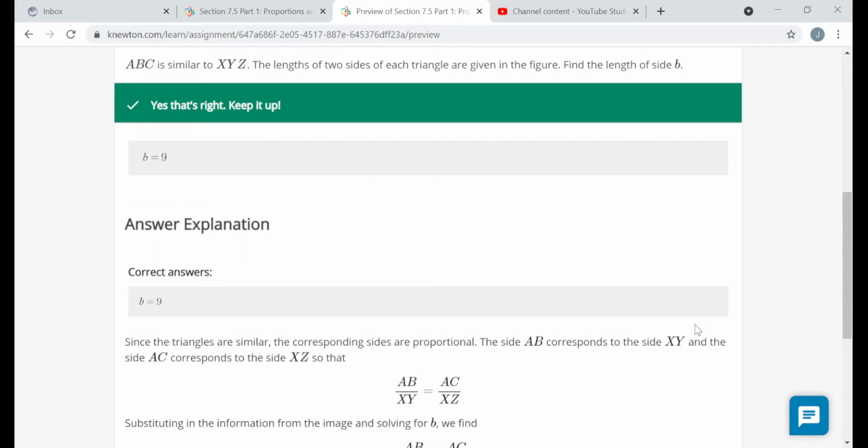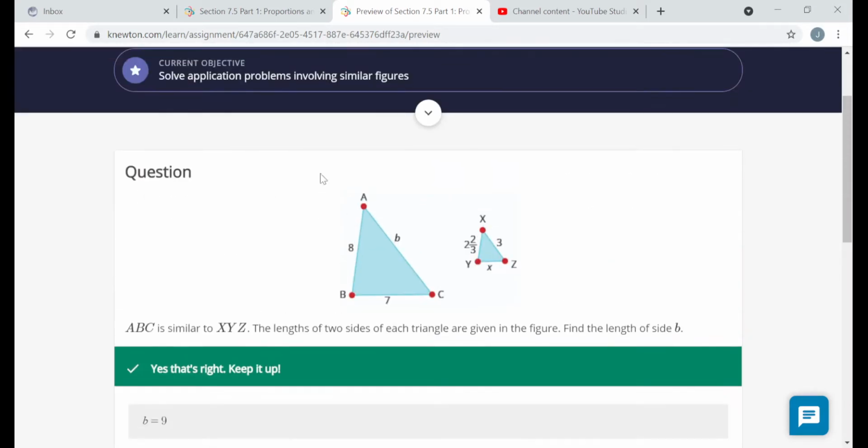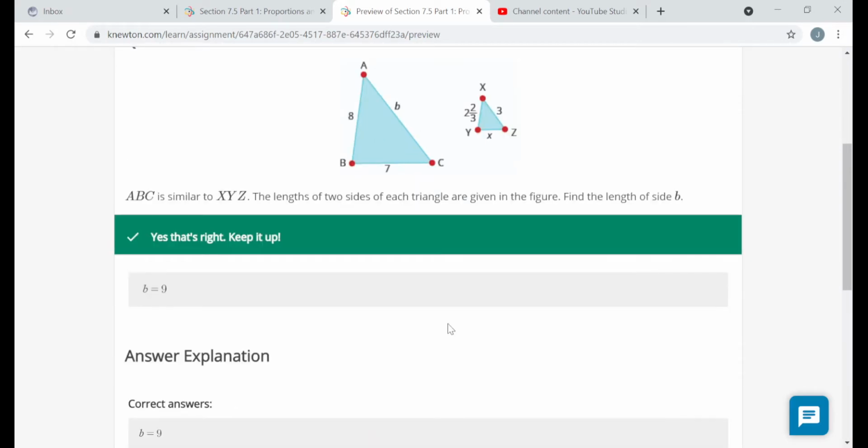All right, so again, remember that when you have similar figures, pay attention to how they're named to know what sides correspond to what sides. And then you're setting up ratios. In your proportions, you have ratio equals ratio. When you set up your ratios, just make sure you're consistent. The numerators are coming from the same triangle, and the denominators are coming from the same triangle. That'll make it easy for you. And then solve the equation just like you would solve any other rational equation.